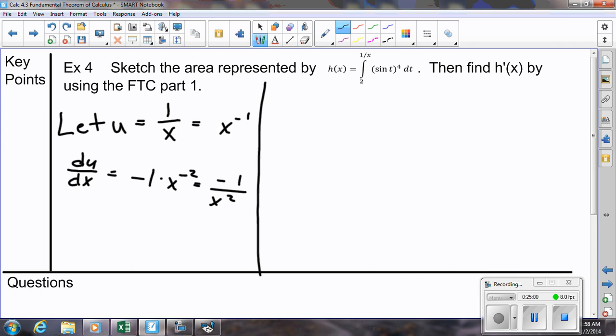Because remember what we're trying to do: h prime of x is taking the derivative of this piece.